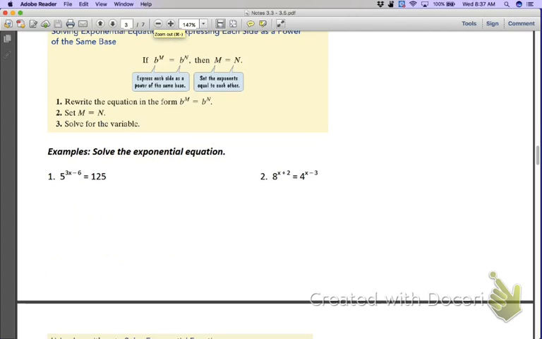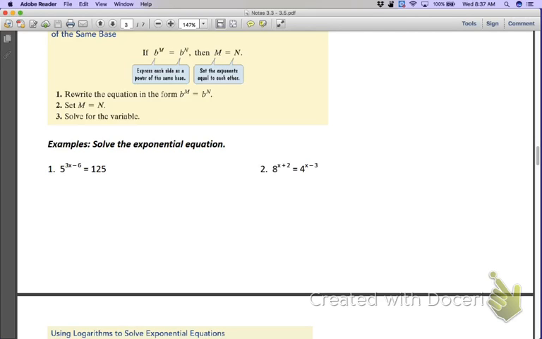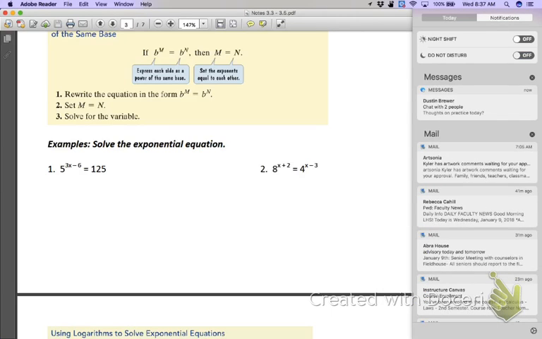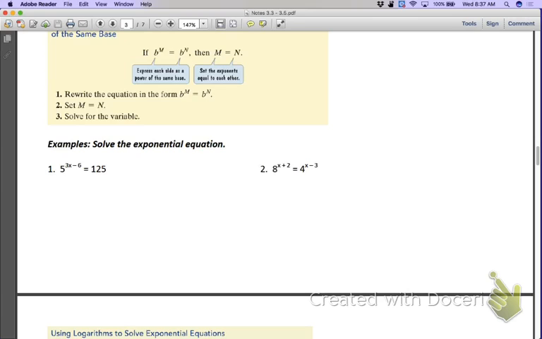So if I have 5 to the 3x minus 6 power, and it's equal to 125, I need to get the base of the 125 to be a 5. So what is another way to write 125 with a base of 5? 5 to what power? 5 to the third, right?